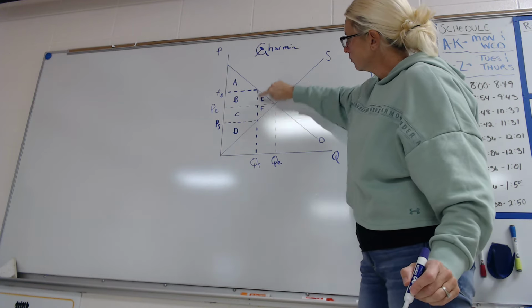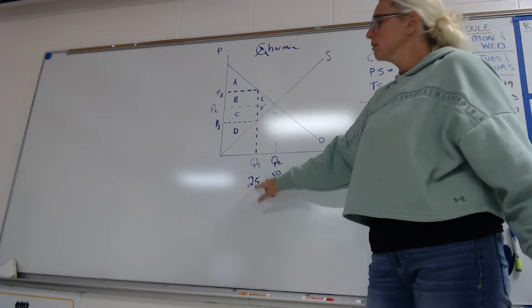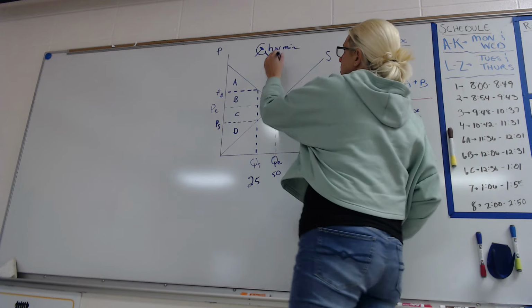This right here is how many products are sold. So let's say this is like 25 and this is 50, okay? Let's say that this is the amount of toilet paper that's sold with the new tax. And let's say the tax is $1.